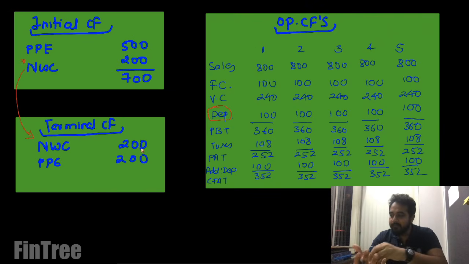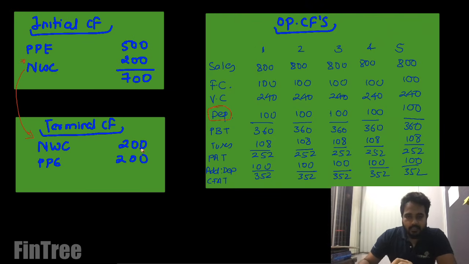On this PPE, what is the book value of this PPE? Observe we have charged depreciation of 500 so far, and the cost was also 500. So 500 asset, 500 depreciation. What is the book value?